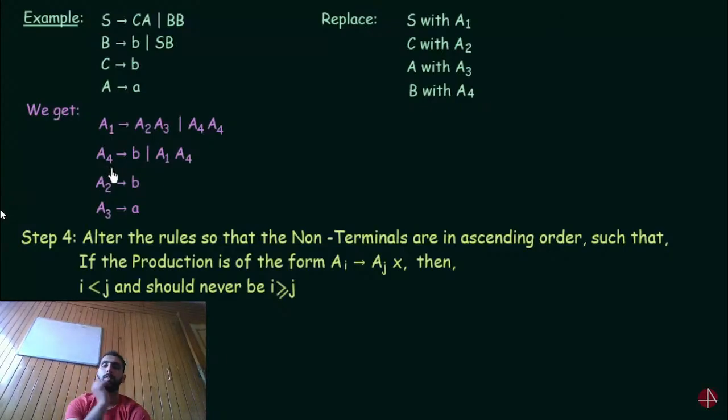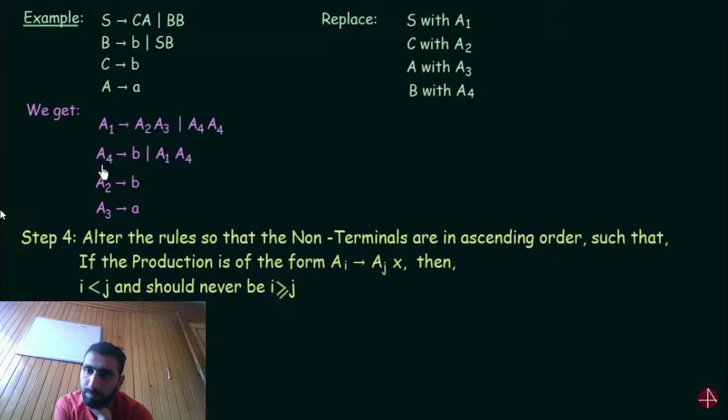Here it says A4 gives B. So what about this one? I already told you about the rules of Greibach normal form in the beginning of this lecture. We saw that if a non-terminal symbol directly gives a terminal symbol, then that is already in Greibach normal form. So this part is already in Greibach normal form. You don't have to worry. So now we have to look at this part.